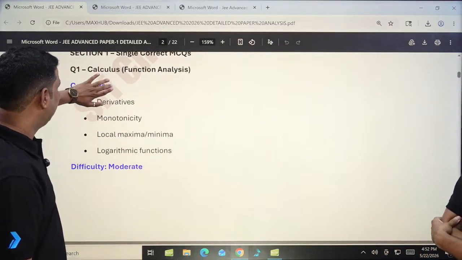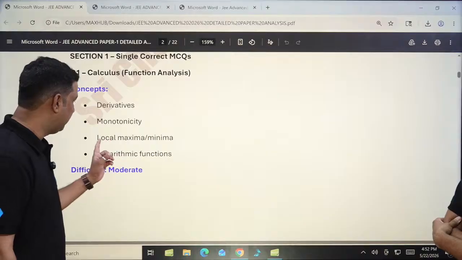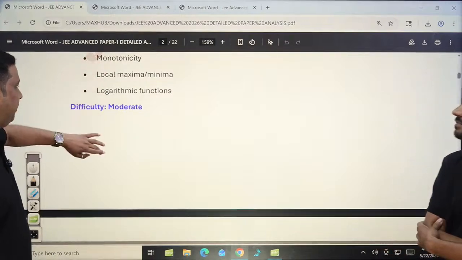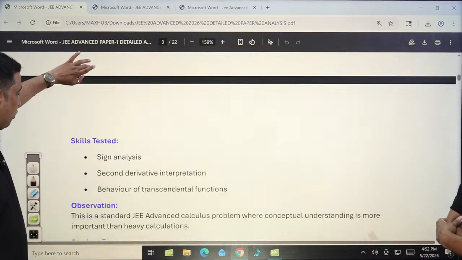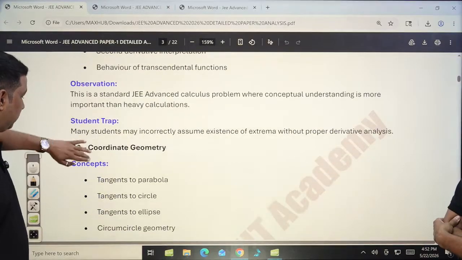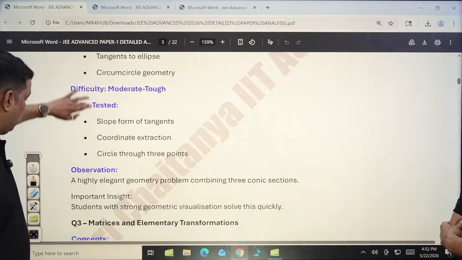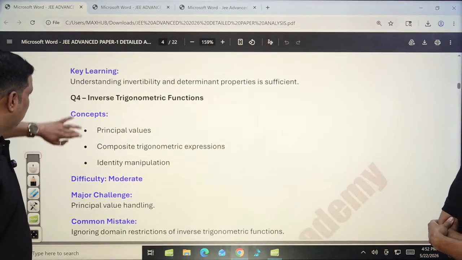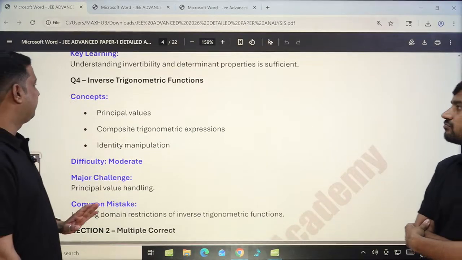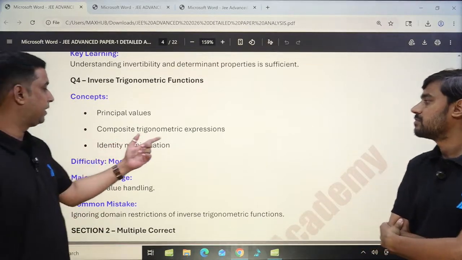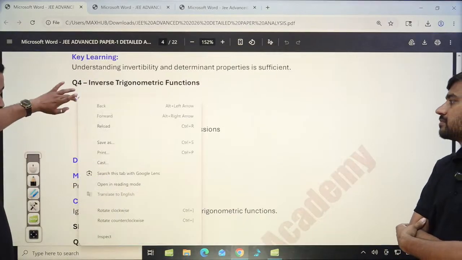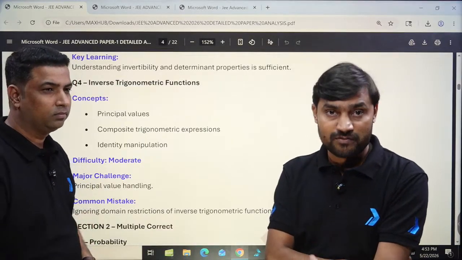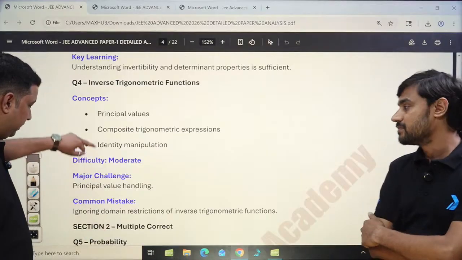So single correct: derivatives, monotonicity, local maxima, minima, and logarithmic function were asked from calculus, and the difficulty level was moderate. Similarly, let's discuss the skill test and observations, and the difficulty. One more thing, sir: inverse trigonometric function, the principal value, composite trigonometric expressions, identity manipulations. But this identity manipulation was not like you just use a formula and find the answer. Yes, it will take some time.